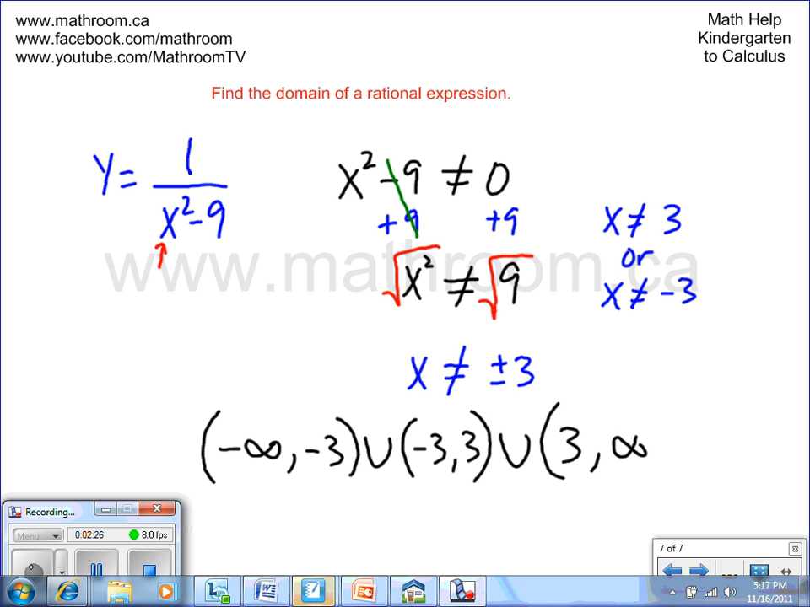to positive infinity. So this is the domain of this rational expression. x can be minus infinity to minus 3, but not minus 3, union anything between minus 3 and 3, but not minus 3 and 3, union anything from 3 to infinity, not including 3. And that is the domain of this rational expression.